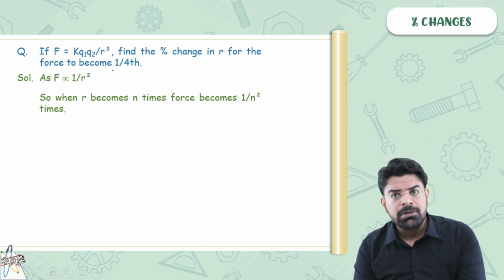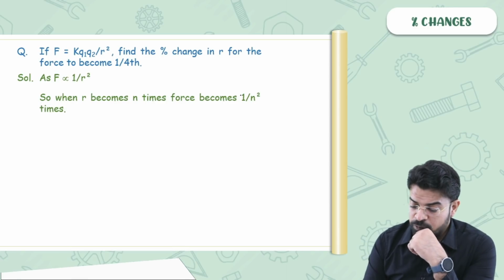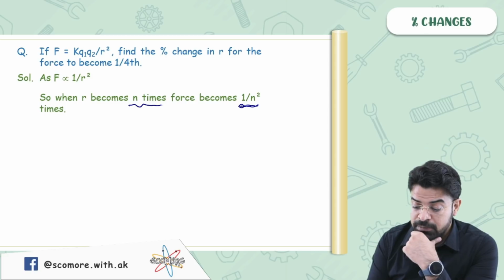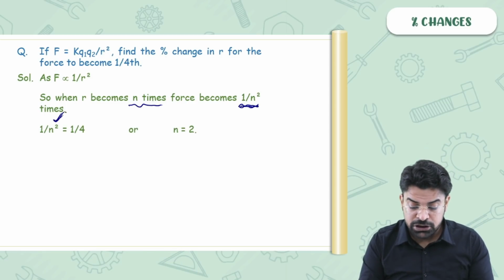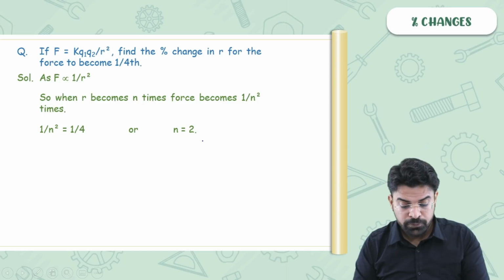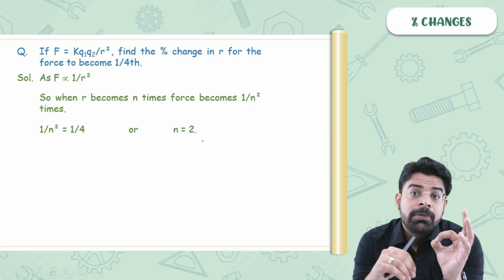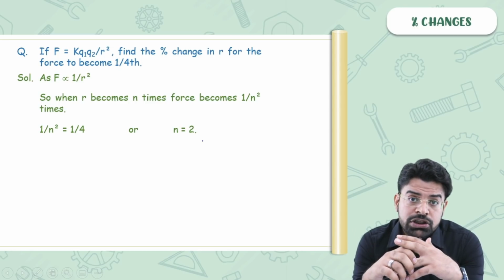As per the problem statement, you want the force to become 1/4. When r becomes n times, force becomes 1 by n square times. So you can say that 1 by n square should be equal to 1 by 4. If 1 by n square equals 1 by 4, then n should be equal to 2. So for the force to become 1/4, r should become double.